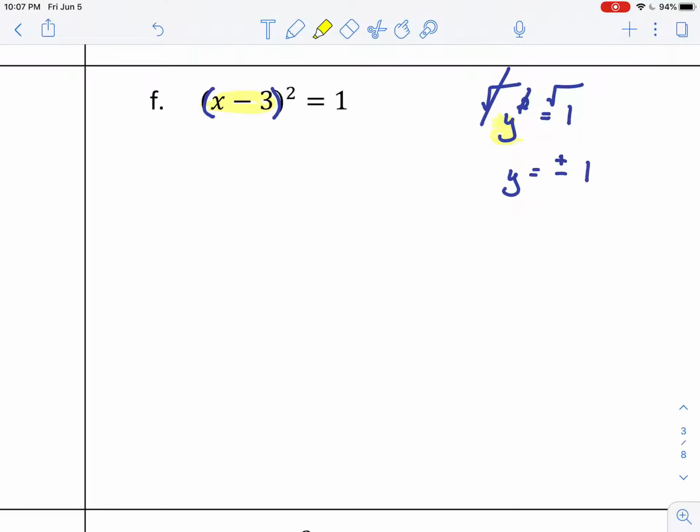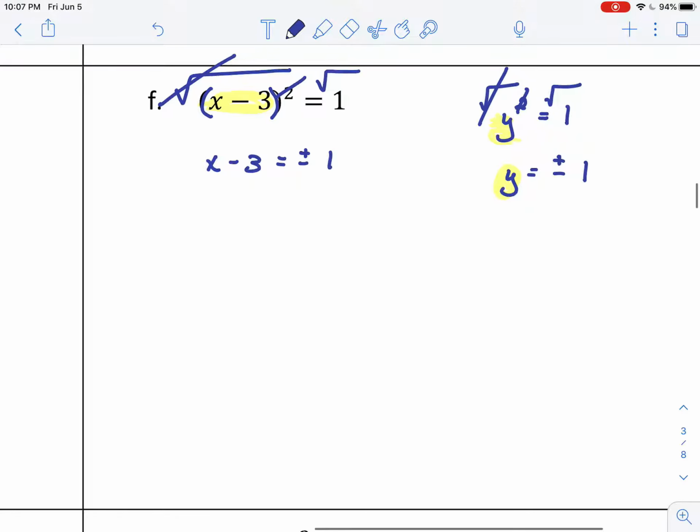The first thing we do, the only thing we could do, is get rid of that squared. So I'm going to start by square rooting both sides, because square rooting cancels out a squared. And just like here, I'm going to be left with the stuff that was inside the squared. It's just that the other side of the equal sign is going to be the square root of 1. So I'm going to get the positive and the negative 1, which is a weird equation.